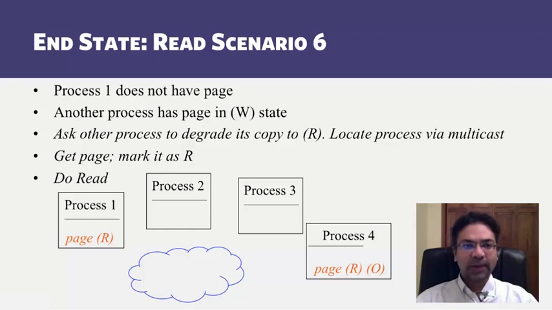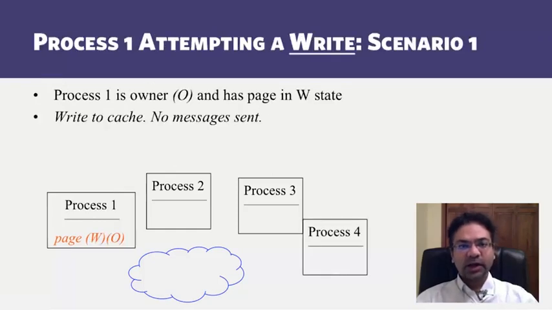So let's discuss what happens with writes. So here is one scenario for a write. Process 1 is trying to write a given page, and it is the owner of the page, and it has a write copy of the page. In this case, the write can be done directly to the cache and no messages need to be sent out over the network.